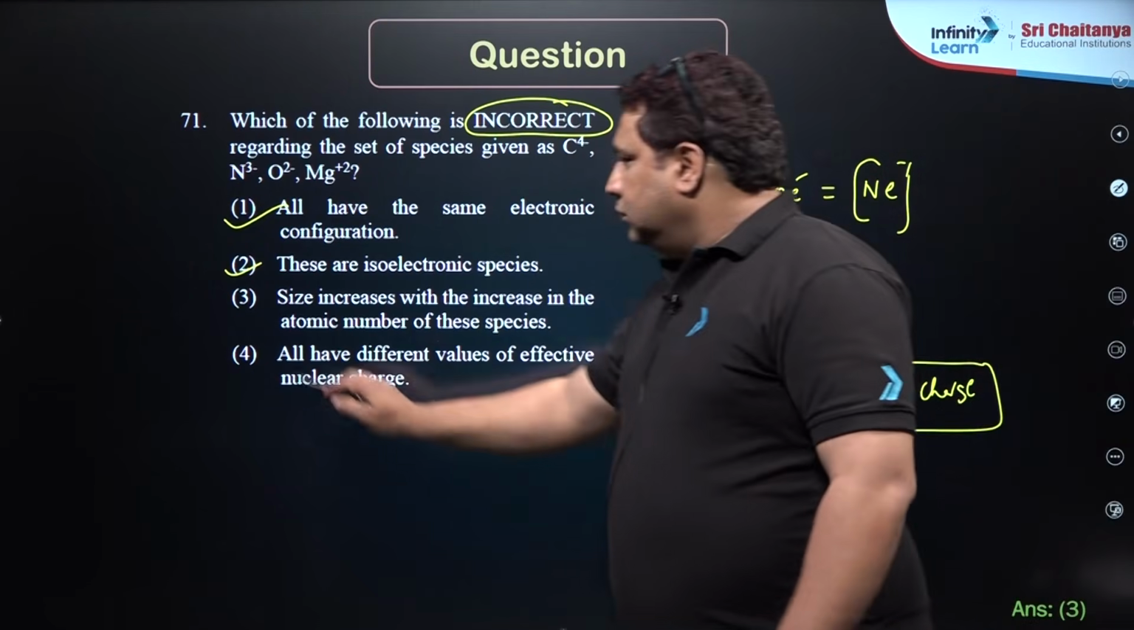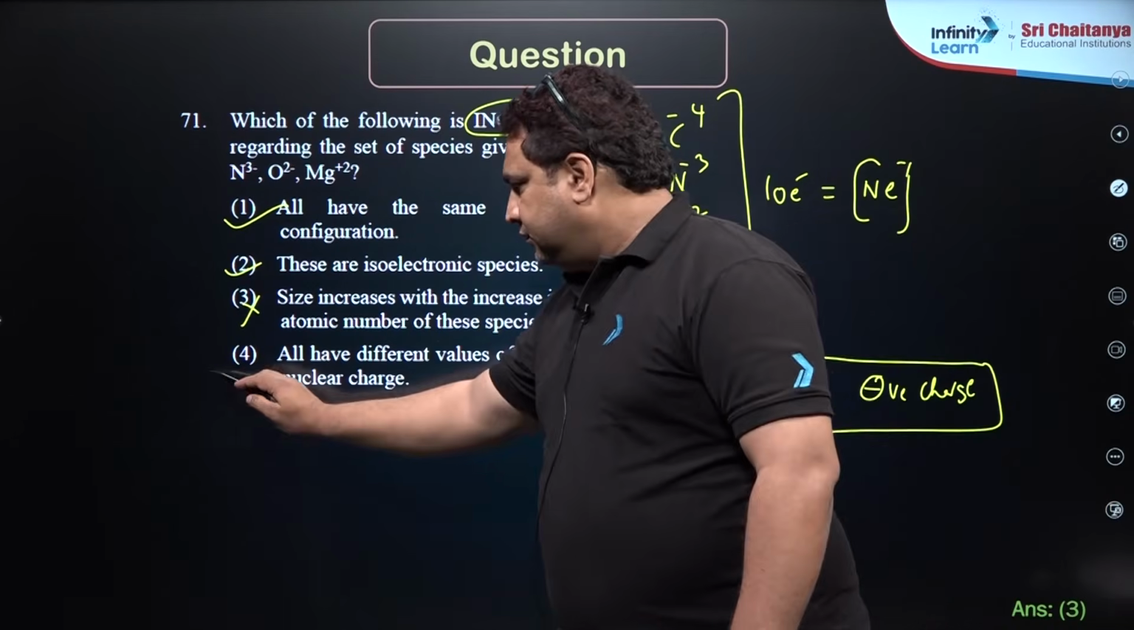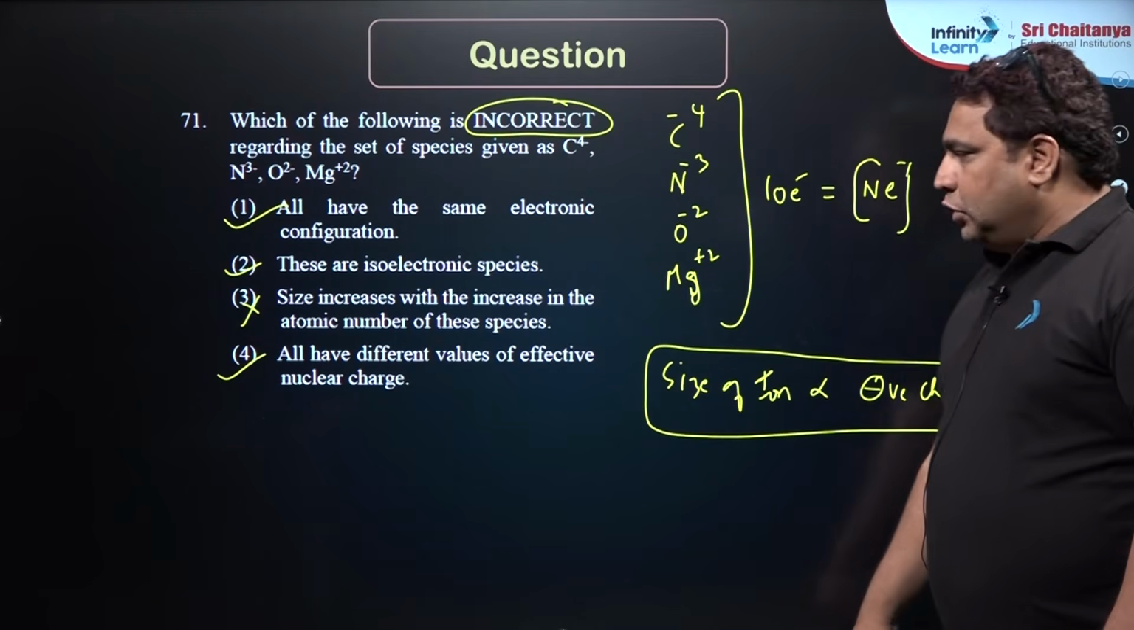So this is the wrong statement. All have different values of effective nuclear charge. Yes. Z effective is different because it depends upon sigma. Okay, Slater rule.